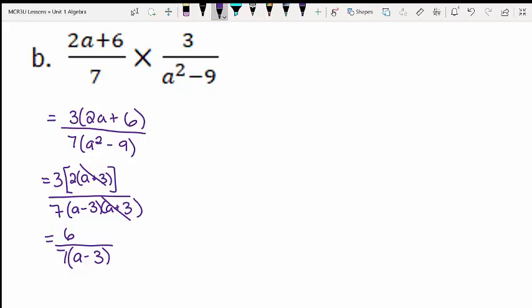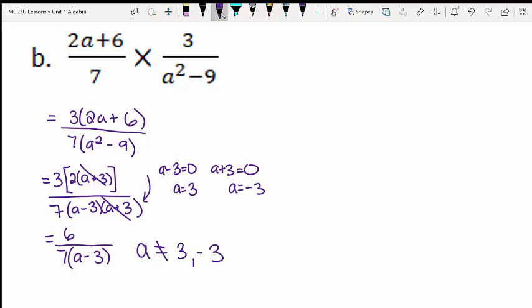Let's come up with our restrictions. So for our restrictions, we get our restrictions from the factored version. Okay, not necessarily the final answer, because the final answer we canceled some things out. So set each of your factors to 0. So a minus 3 equals 0 and a plus 3 equals 0. A cannot be 3 and a cannot be negative 3. So our two restrictions are a cannot be positive 3 or negative 3. So that's your final answer. Simplified version of the rational expression and the restriction.